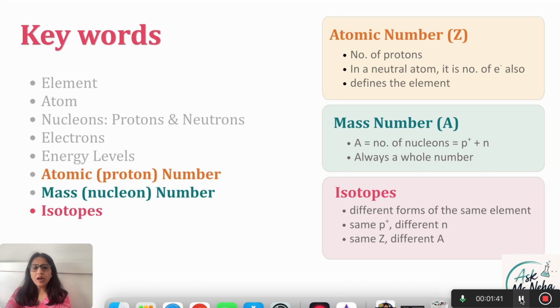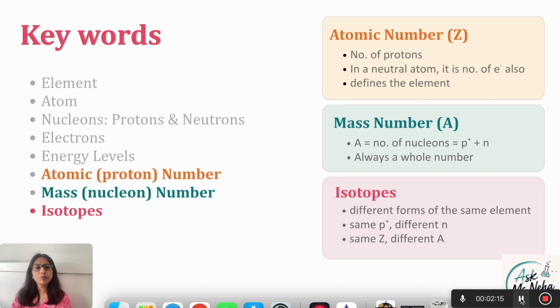The next up are atomic number, mass number, and isotopes. So atomic number, represented by the letter Z, is actually the number of protons. Well, in a neutral atom, the number of protons and number of electrons are equal. But what's so important about atomic number is that this is what identifies an element. On a periodic table, the elements are listed from 1 to 118 on the basis of their atomic number. If the atomic number changes, the identity of the element changes.